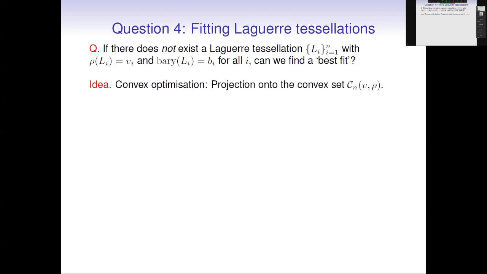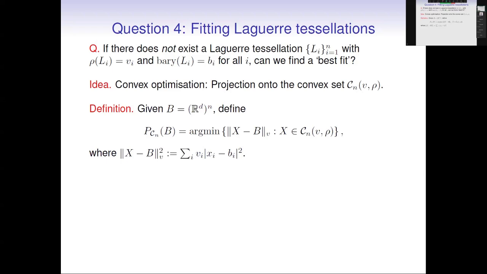The idea will be to use convex optimization and project onto a convex set. So you take a point, you project onto the convex set, and if you happen to project onto an exposed point, then you'll have a best fit. So just the projection operator. Given B in R^D, n points in R^D, the projection onto Cn is more or less the usual projection, but with a weighted norm. We want to find the point in Cn that is closest to B with respect to this V norm, where the norm is just weighted by the target volumes. It turns out you can rewrite this as what's called a weak optimal transport problem as well.